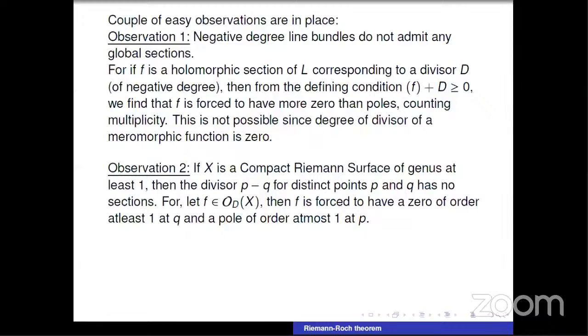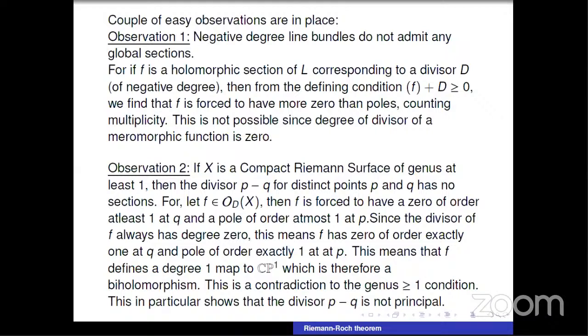So second observation, if X is a compact Riemann surface of genus at least 1, then the divisor P minus Q for distinct points P and Q has no sections. For let F belong to O_D of X, then F is forced to have a zero of order at least 1 at Q and a pole of order at most 1 at P. It has to have a zero of order at least 1 at Q to cancel the negative sign, and the pole can have order at most 1 at P so that it doesn't become negative at all, in fact.